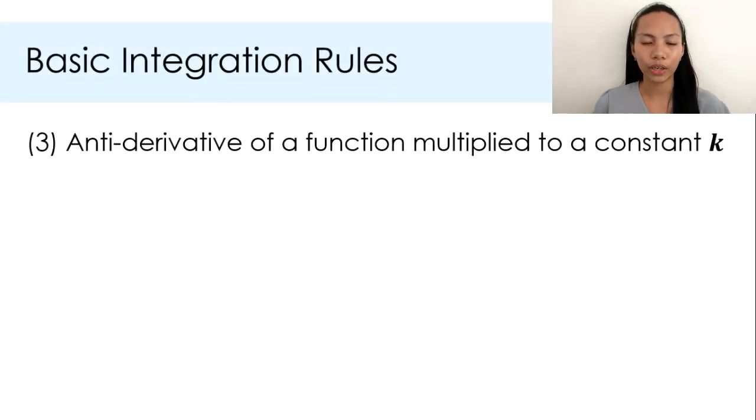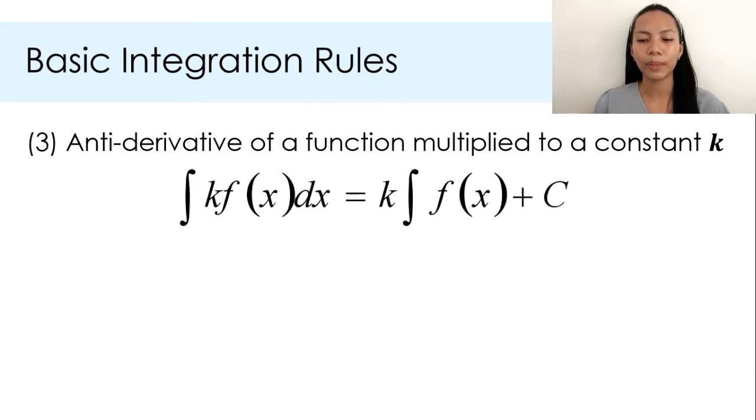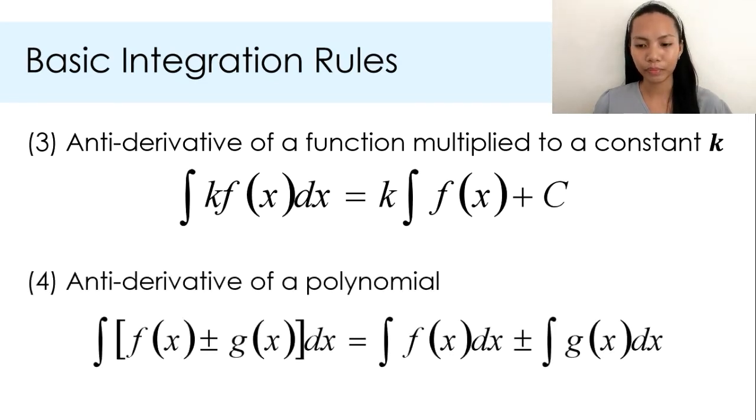Number 3 is the antiderivative of a function multiplied to a constant k. Dito naman is ilalabas mo lang yung constant k sa integral, and then maiiwan yung function sa loob plus c. Number 4 is the antiderivative of a polynomial. Dito naman is separate mo lang yung dalawang function into two integrals. So, magiging integral of f of x with respect to x plus or minus integral of g of x with respect to x. So, ihiwalay mo lang sila sa dalawang integrals.